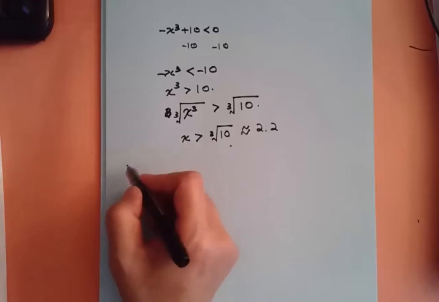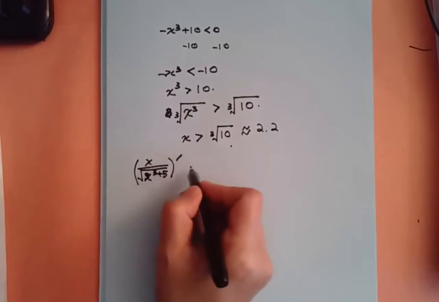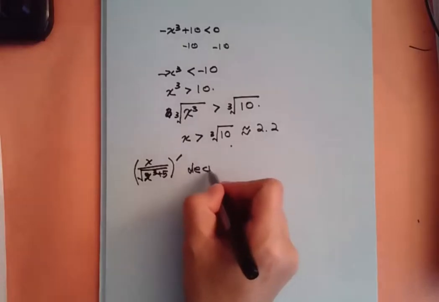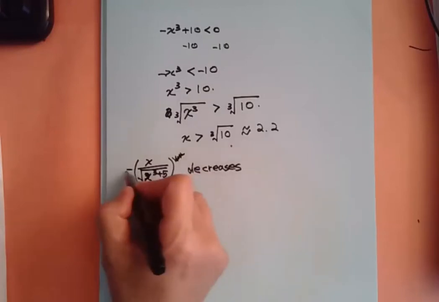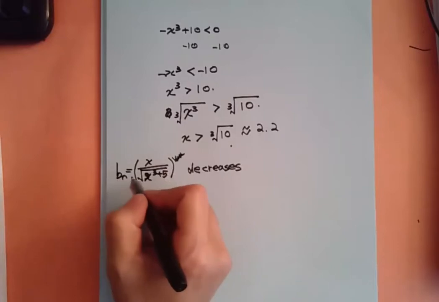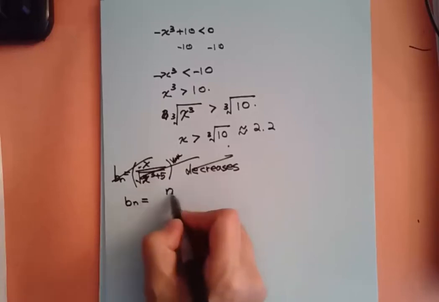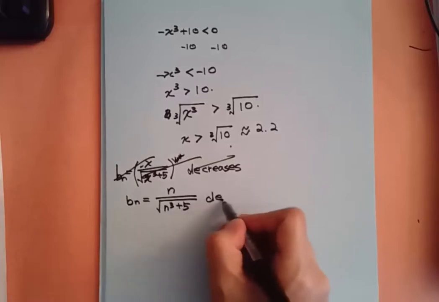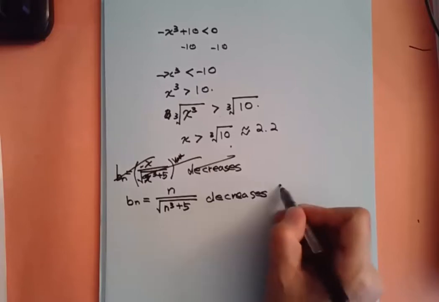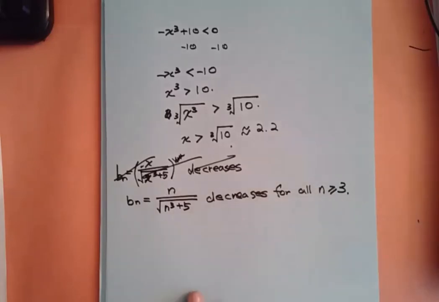So we can say x over square root of x cubed plus 5, its derivative is negative, so this one decreases. So that was Bn. Actually, Bn equals n over square root of n cubed plus 5, which decreases for all n greater than or equal to 3. So it is a decreasing sequence.